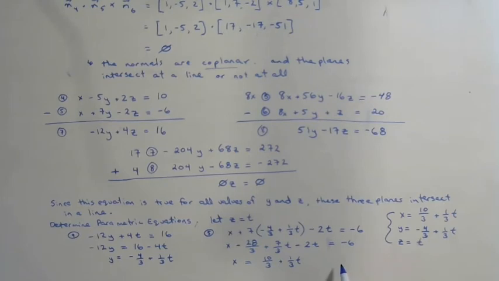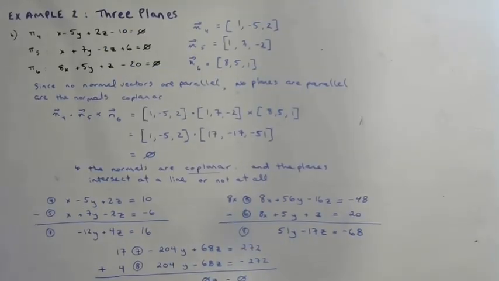That would be the vector x, y, z is equal to position vector 10/3, negative 4/3, 0, plus some scalar multiple, t times 1/3, 1/3, 1.